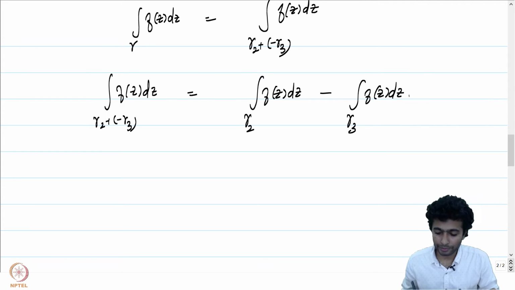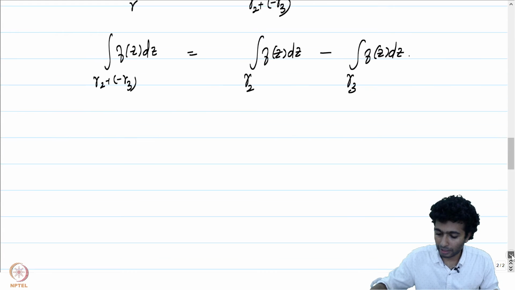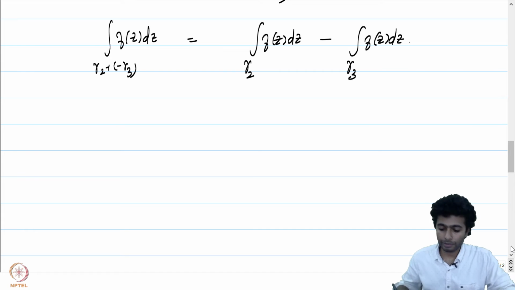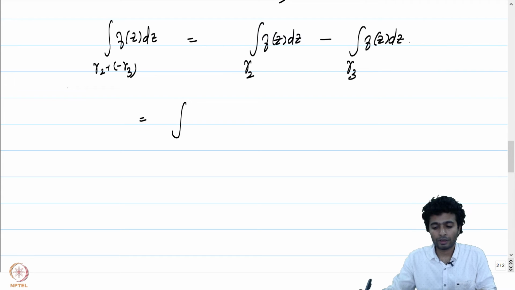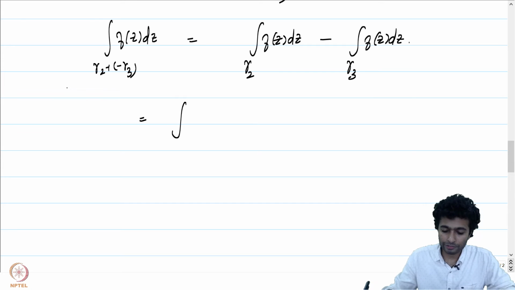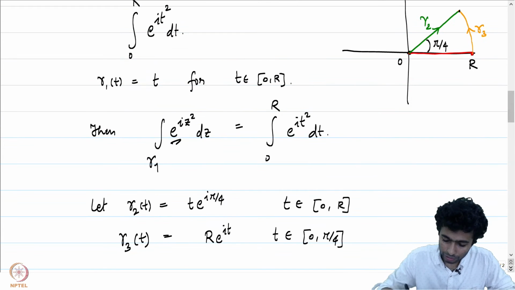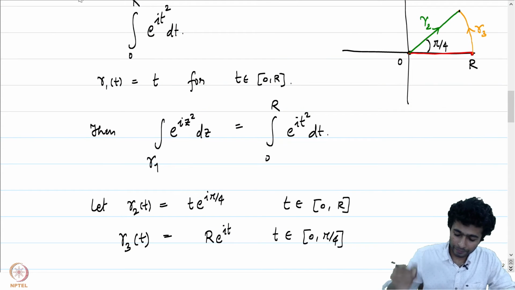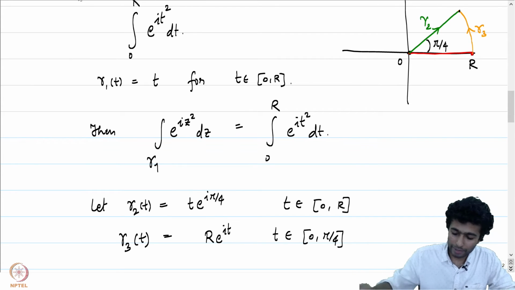This is precisely what we are going to get. And now let's use the parameterization and the change of variable to say that this is equal to the integral of what was gamma 2. Recall that gamma 2 was t times e to the power i pi by 4, and what was f of z? f of z was e to the power i z square. Let me just go up and show you what f was. f was e to the power i z square, and gamma 2 is t times e to the power i pi by 4.